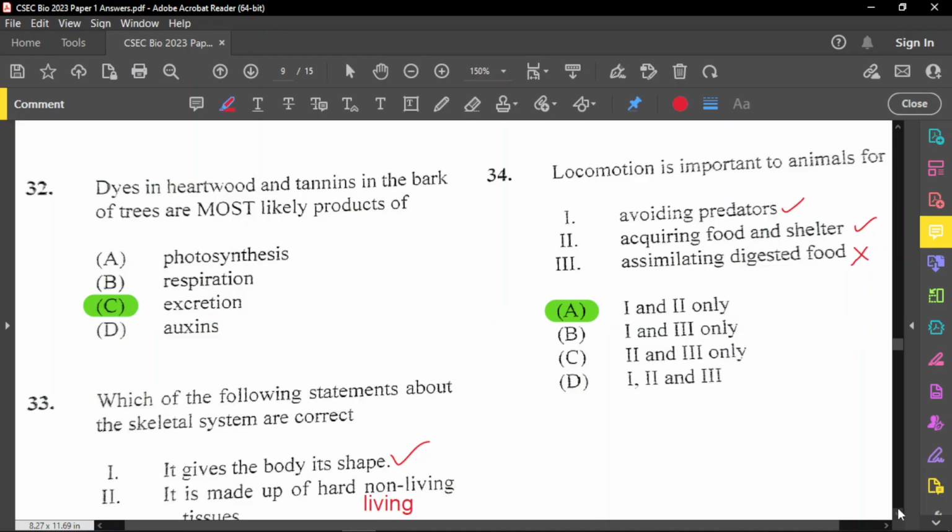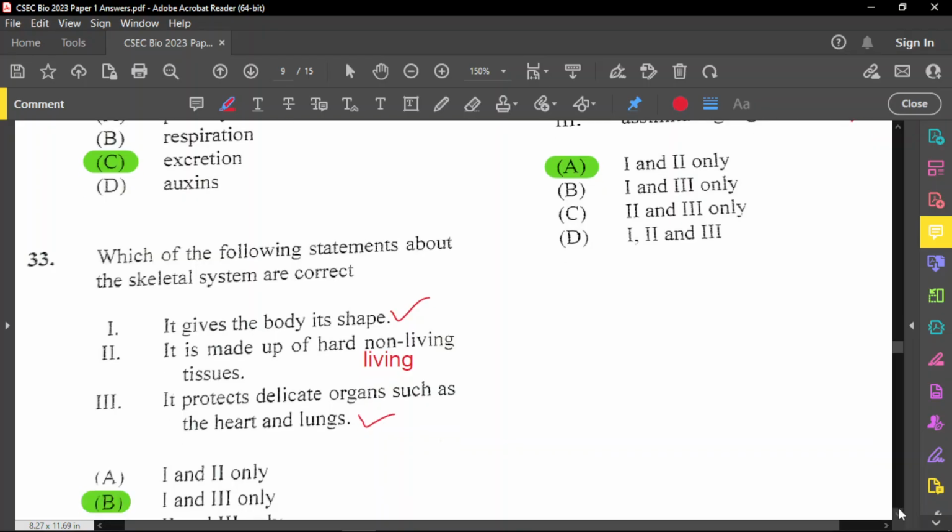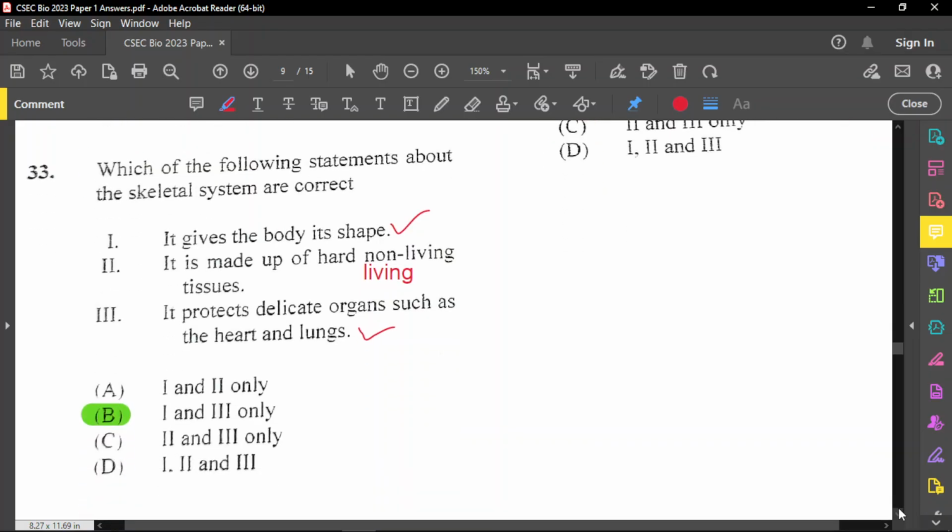For 33, it said, which of the following statements about the skeleton system are correct? And yes, it gives the body its shape, definitely so. It is made up of hard, non-living tissues, which is not true because the bones are living tissues. And it protects the delicate organs such as the heart and lungs, absolutely. So option B is correct, 1 and 3. So let's go to 34.